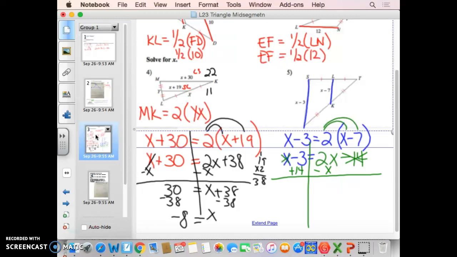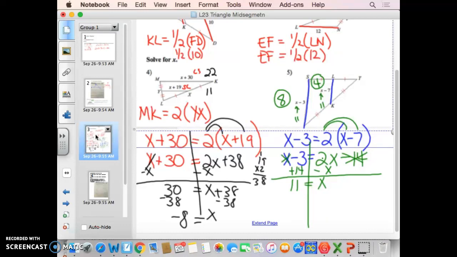So negative 3 plus 14 is 11. 2x minus x is x. So I know that x is 11. If I plug it in, right, I'm going to plug in an 11 here and an 11 here, I should end up with a good answer. So 11, 10, 9, 8, and 11 minus 7 is 4. And you can see that 4 is, in fact, half of 8. Or you can look at it the other way and say that 8 is 2 times 4.